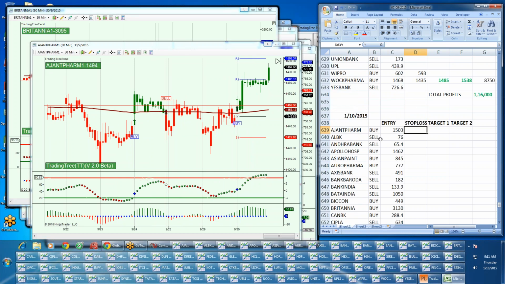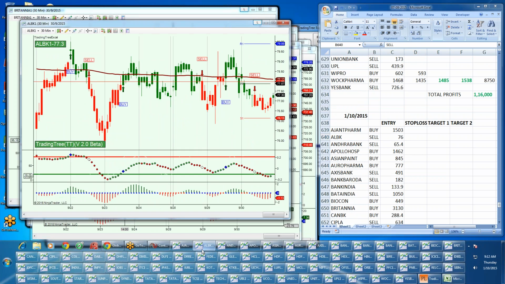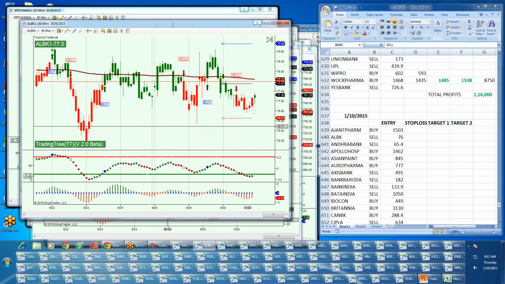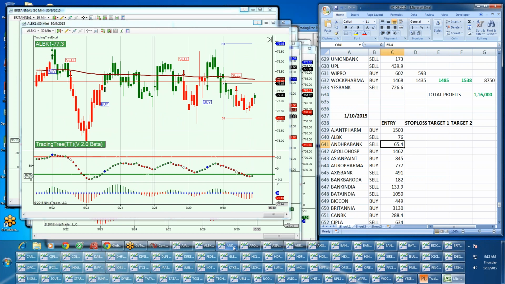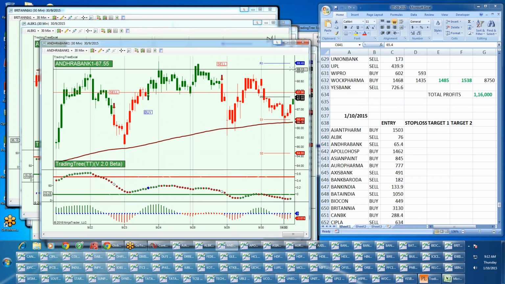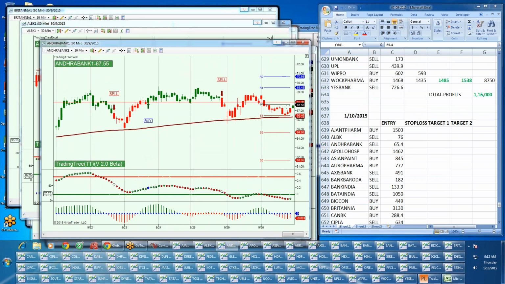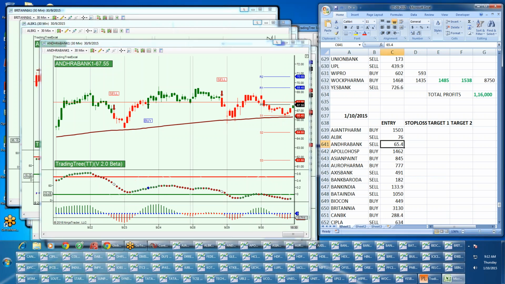Now, let's say I have a sell in ALBK. I know that this will not get triggered today because it's already a gap up open. So I'll wait for the buy call and then I'll trade the buy call. Andhra Bank 2, I have a sell. But since it's a gap up open, your sell call might not trigger. We'll again add the stop losses after some time once we get the data.